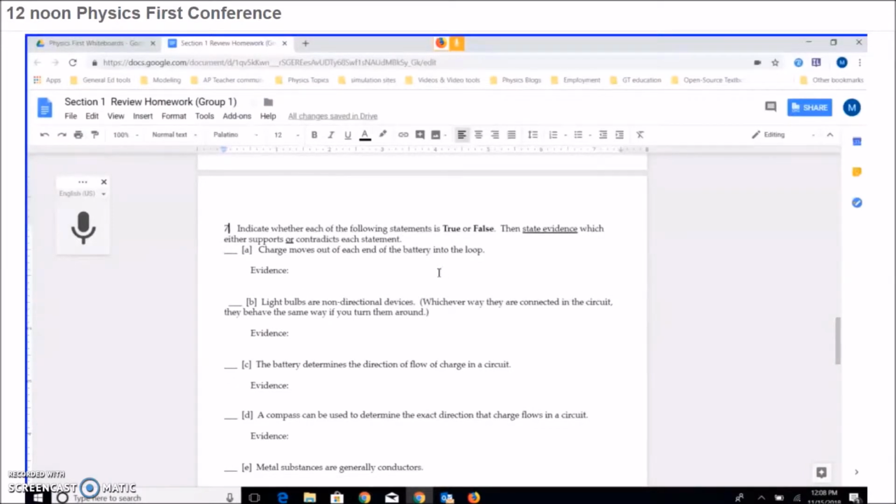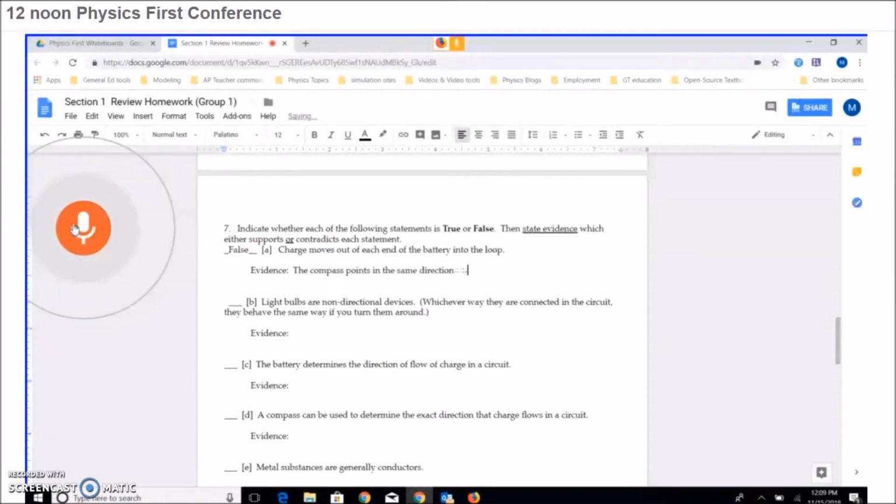What do you guys think? True or false? False. The answer is false. And what's your evidence? How do you know it's not moving both directions in the circuit? How do you know it's only moving in one direction? The compass. That's right. The compass was pointing in the same direction for all the wires. The compass points in the same direction for all the wires, period.